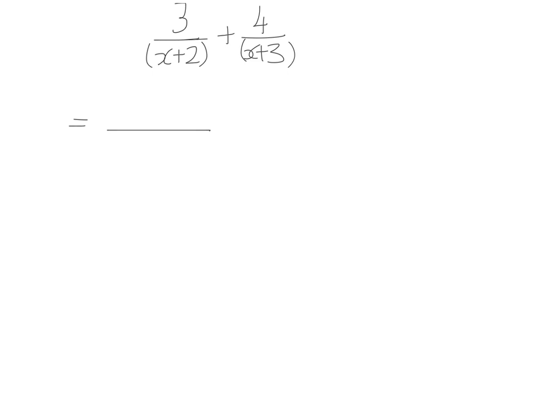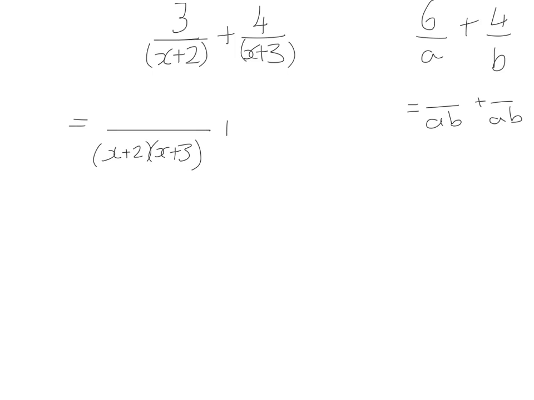So, if we were to recall back, let's imagine the example was 6 over a plus 4 over b. The smallest thing that they would both go into would be ab. So when we had two distinct expressions at the bottom, all we essentially did was we combined them. And that is actually what we're going to do here. We're going to combine them. So we're going to have x plus 2 bracket x plus 3, plus x plus 2 bracket x plus 3.